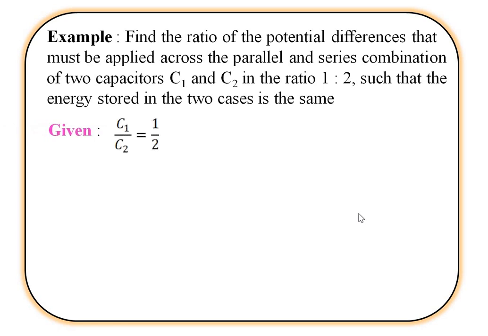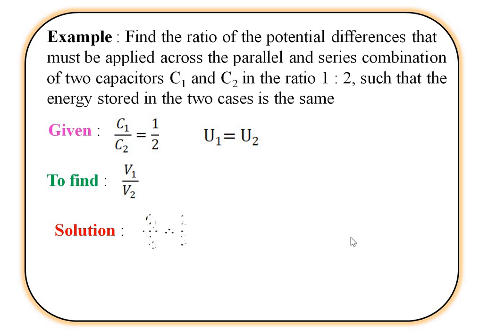Given quantities: the ratio C1 by C2 is 1:2, that means 1/2, and the energy is the same, that means U1 equals U2. Here we have to find the ratio of potential differences, that means V1 divided by V2. Given the ratio of capacitance 1:2, taking the C2 term outside and rearranging this equation, we get C2 equals 2 times C1. Remember this value once again. C2 equals 2 times C1.